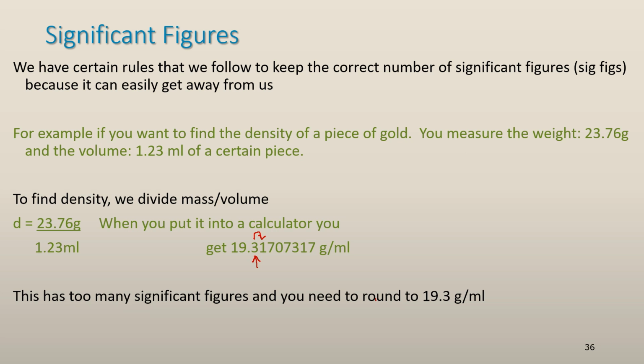So as you can see, if I wrote this answer, it wouldn't be very useful. I mean, it might be true that 23.76 divided by 1.23 is this number, but it's not going to give us a very good answer in terms of the density because we didn't measure the volume and we didn't measure the mass to that extent. So we can only do our density to the same significance. So let's talk about those rules.